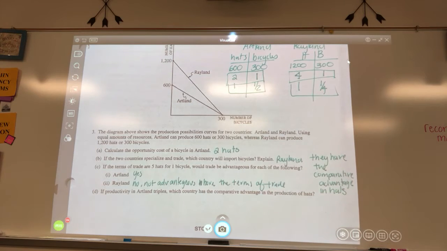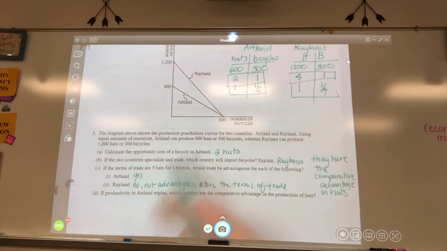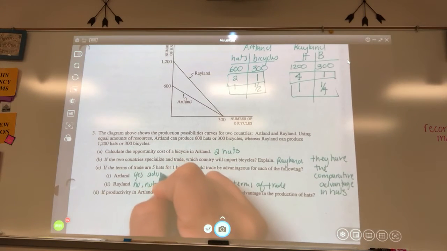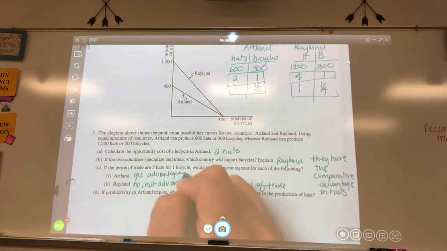Actually, we didn't even need to explain it. If the terms of trade, would the trade be advantageous? All we needed to say was yes and no. So yes, advantageous, and no, not advantageous. We didn't even need to explain the terms of trade.